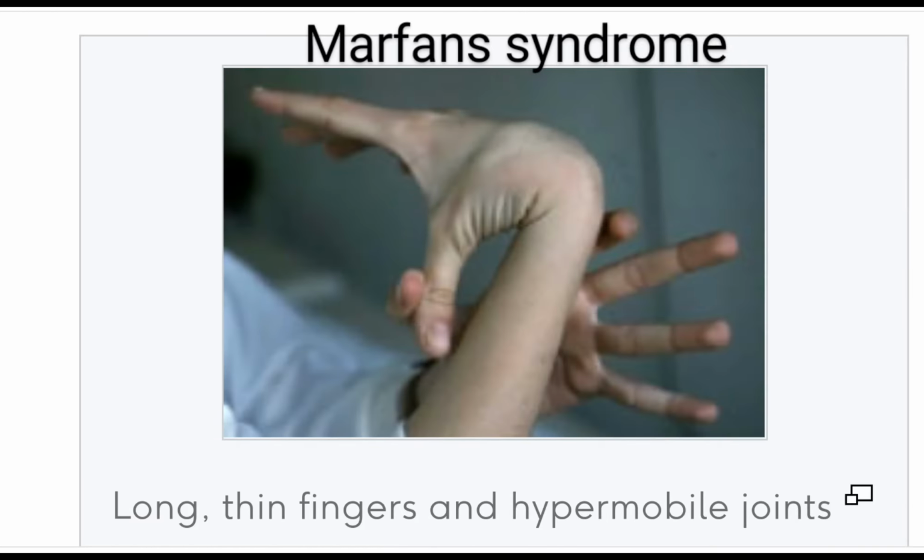Then this is image of Marfan syndrome. Marfan syndrome has long thin fingers and hypermobile joints. Okay, the person has hyperflexibility. It is Marfan syndrome. What other thing is related to Marfan syndrome? We studied in ophthalmology. It is the ectopia lentis. The lens is dislocated upward. Okay, and the other thing is it is related to chromosome number 15.